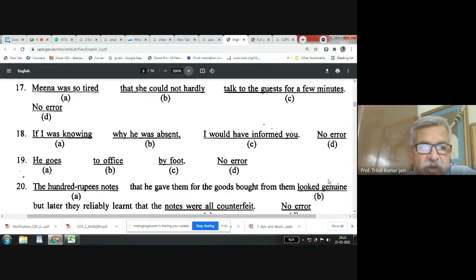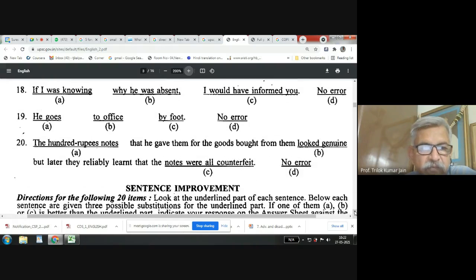If I was knowing why he was absent, I would have informed you. If I was knowing, the sentence is wrong. If I knew, second form. Why he was absent, I would have informed you. He goes to the office by foot. He goes to office by foot. What is the correct? Is it correct?